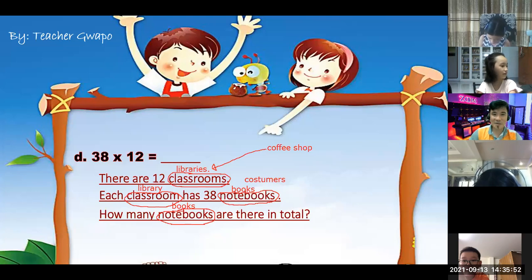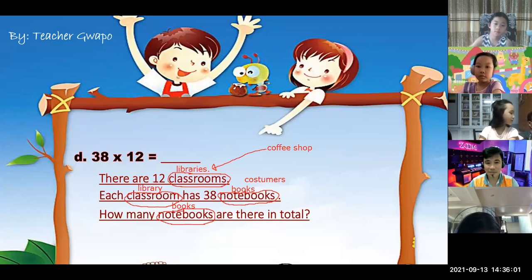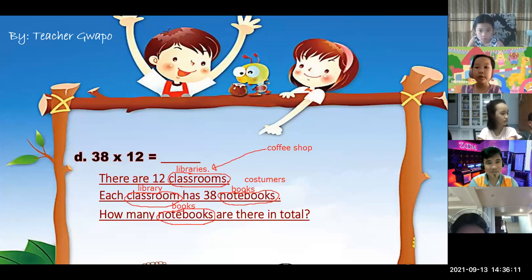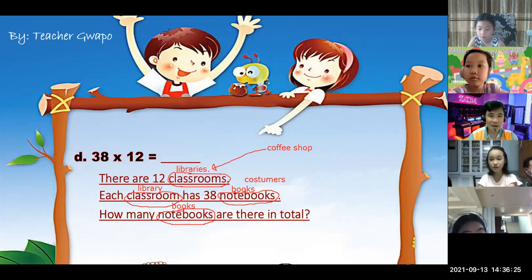iPhone again. Go, iPhone. There are 12 libraries. Each library has 38 books. How many books are there in total? Okay, very good. Atom, there are 12 libraries. Each library has 38 books. How many books are there in total? Okay, thank you.